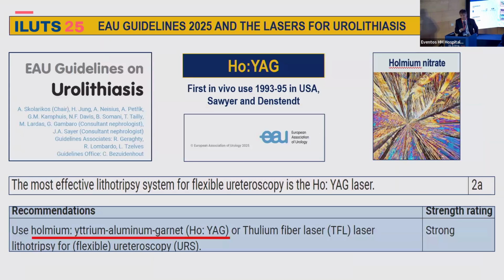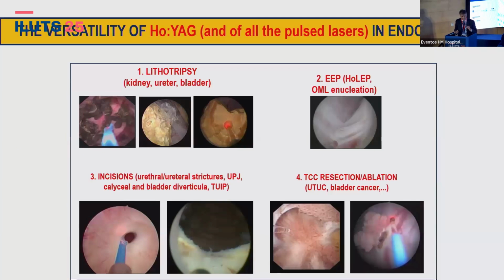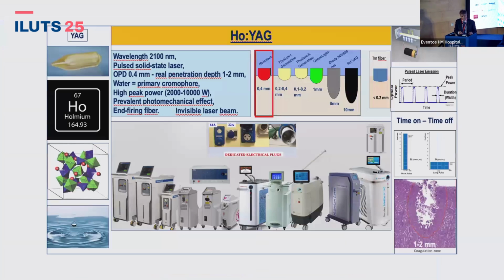We have holmium in the guideline for stone. We have holmium in the guideline for BPH, differently from TFLs and from the thulium-YAG that are really newer lasers. And I want to underline the versatility of the holmium. And also for all the other pulsed lasers, this is the characteristic that these lasers can be used in lithotripsy, in enucleation, in soft tissue, in upper tract tumor, and so on and so on.